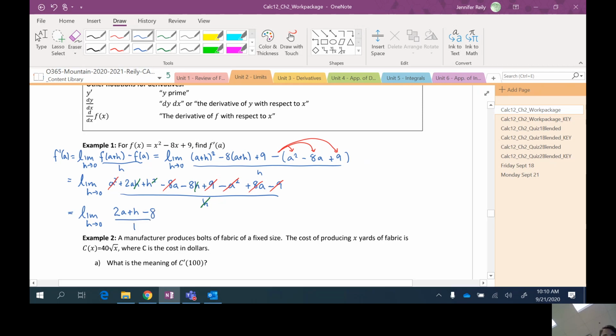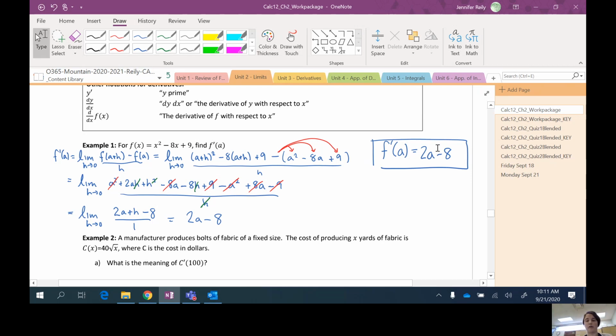There, that's better. So there was an h canceled from 3 terms on the top and 1 term on the bottom. That's better. So now I can plug in h equals 0, and I get 2a minus 8. So I'm just going to write the answer here. The slope is 2a minus 8. So that's the slope of the tangent line at any point.